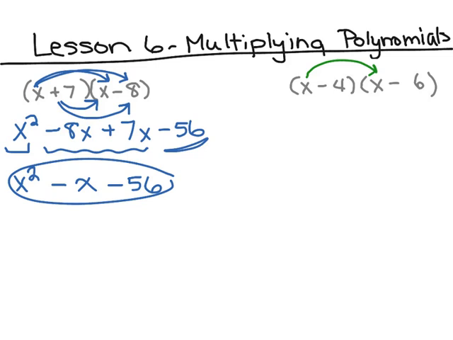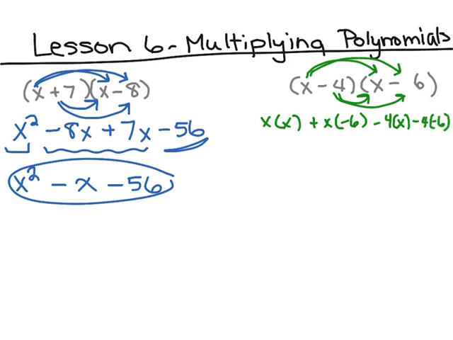Now we have x times x, x times negative 6, negative 4 times x, and negative 4 times negative 6. X times x is x squared. X times negative 6 is negative 6x. Negative 4 times x is negative 4x. And negative 4 times negative 6 is positive 24. Don't forget that a negative and a negative will make a positive.